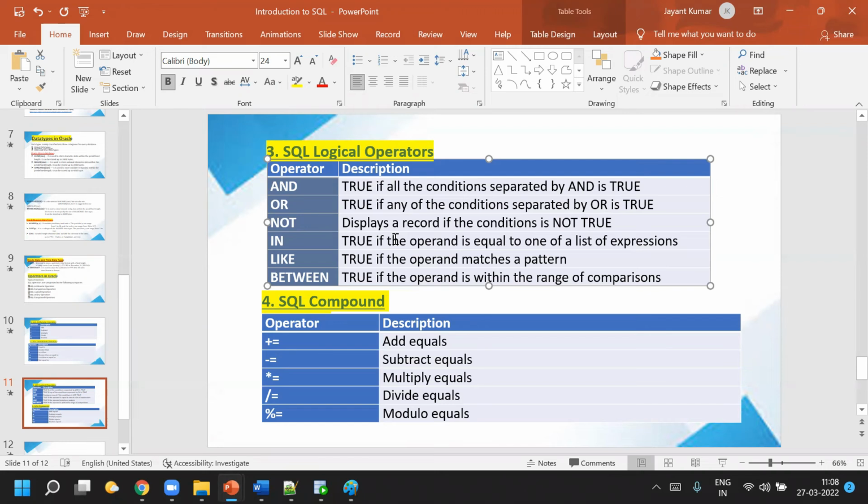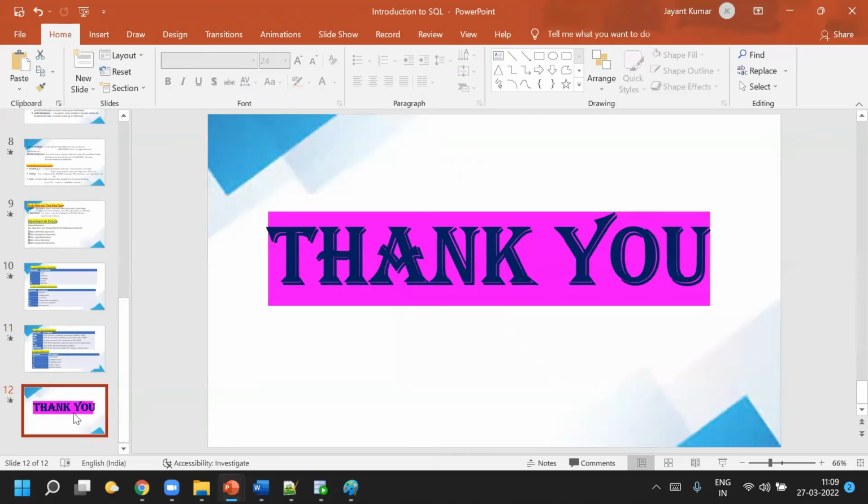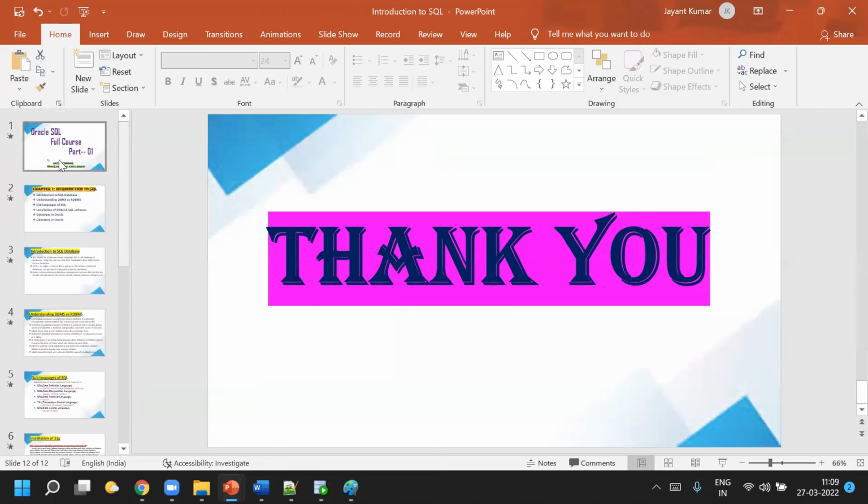SQL compound operators are plus equals, minus equals, multiplication equals, and division equals. These are used if you want to multiply or add more values. They are not used much, but I have included them for knowledge purposes. That's all about the SQL introduction part.